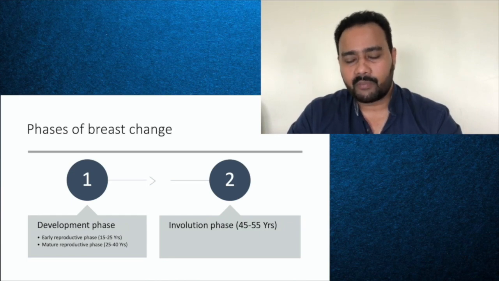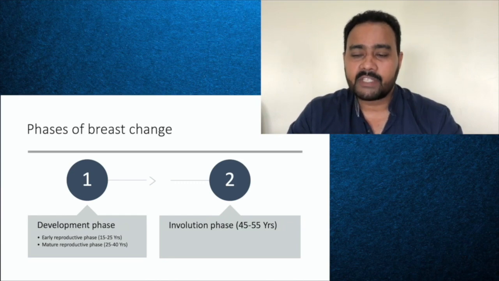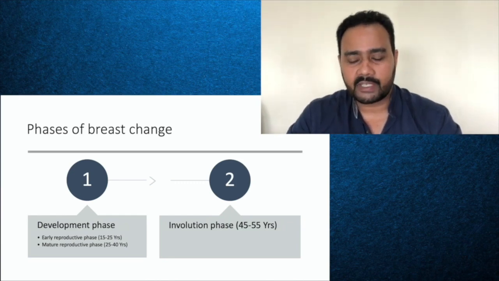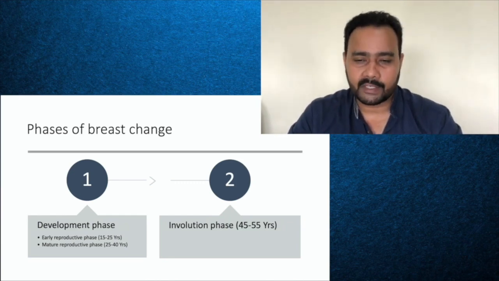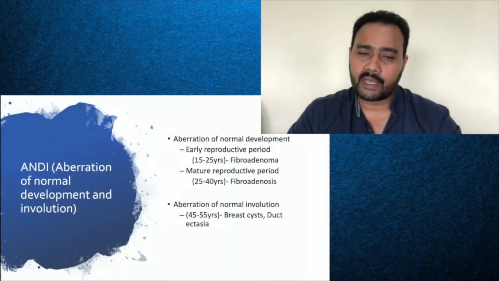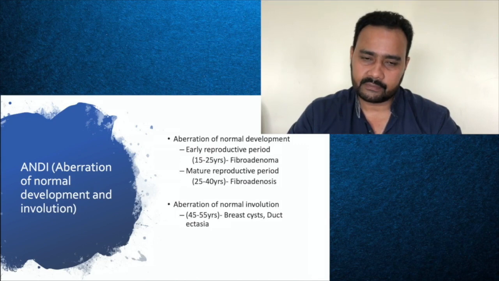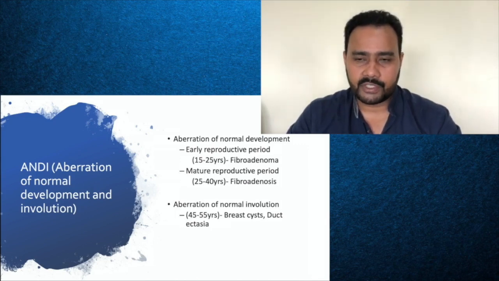So normal development is there, normal involution is there, but when some changes occur in the development and involution, that is what we call aberration. So that is what we call aberration of normal development and involution. Okay, so that is called ANDI. I wanted to introduce this term to you all now. That is called ANDI. Why is it important?